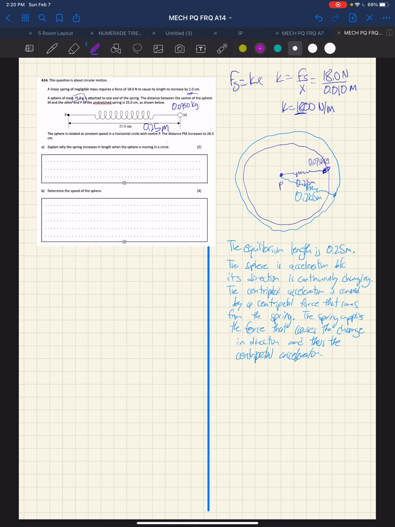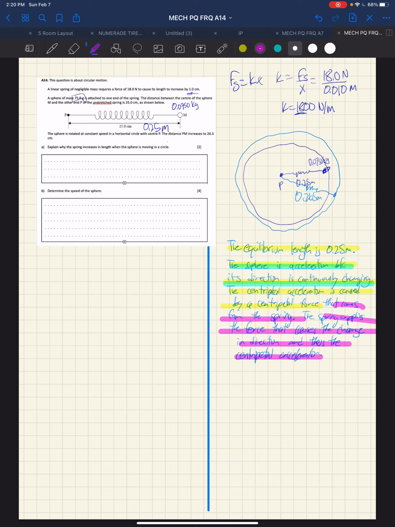So we apply our rules here. What are the facts in the case? The equilibrium length is 0.25. That's a fact. The sphere is accelerating because its direction is continuously changing. And so that's really more of an observation. And we have a centripetal acceleration caused by a centripetal force, which is true, and the conclusion is that it comes from the spring. And then to say the whole thing over again, the spring applies the force that causes the change in direction, and thus the centripetal acceleration. So there we have our three-part situation.